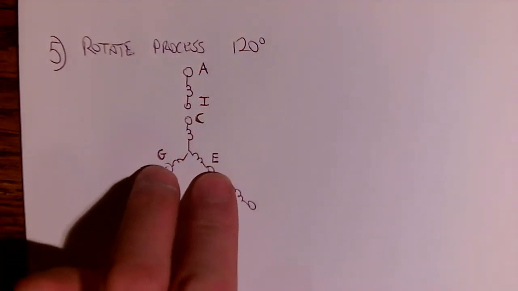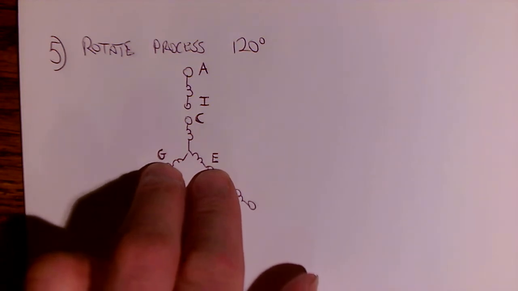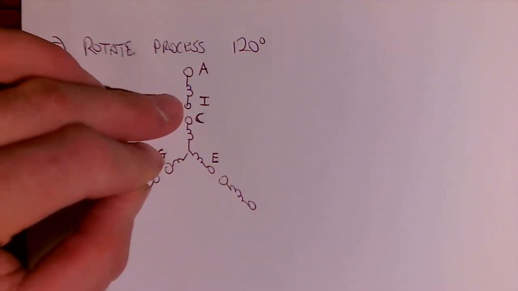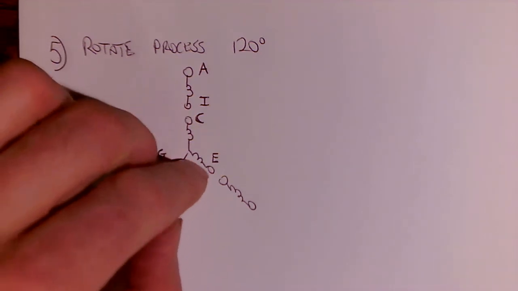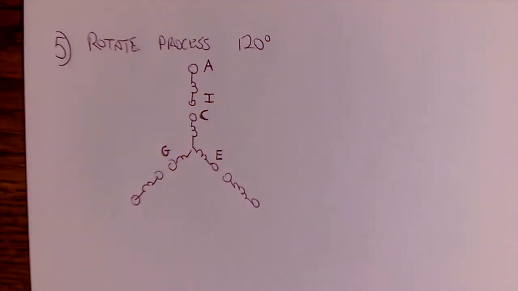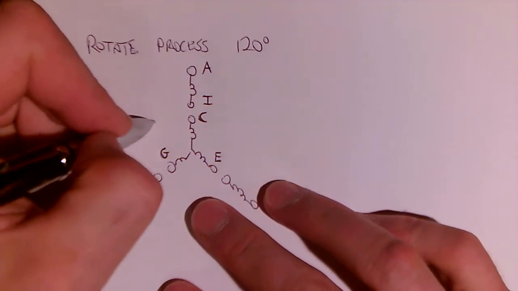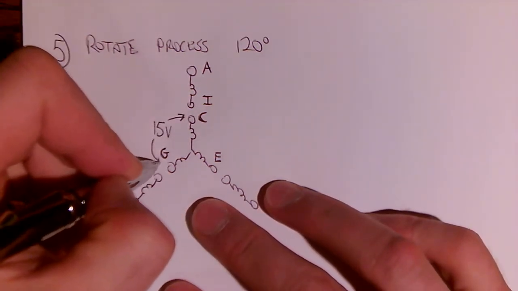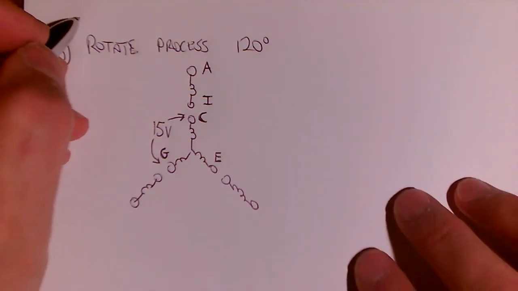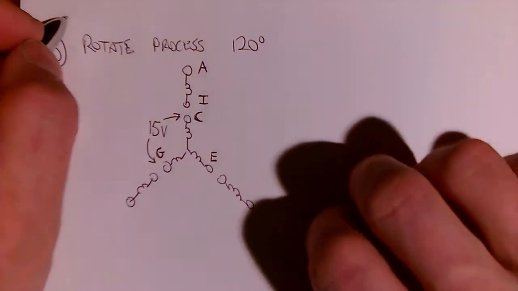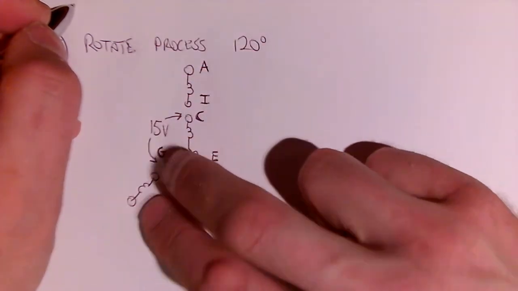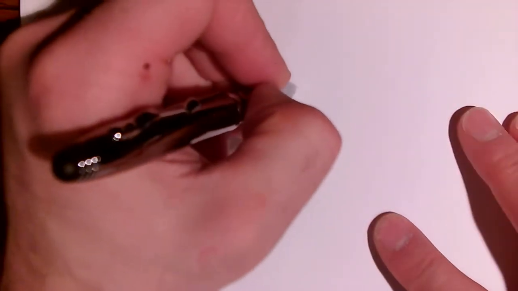So we're going to take our applied voltage between G and E, and rotate it 120 degrees to G and C. Now again, we could rotate it the other way and it wouldn't matter, but we have to pick something. So I'm going to apply 15 volts to C and 15 volts to G. And again, that's an AC voltage. And then I'm going to measure between the outside three coils. So let's draw those over here.